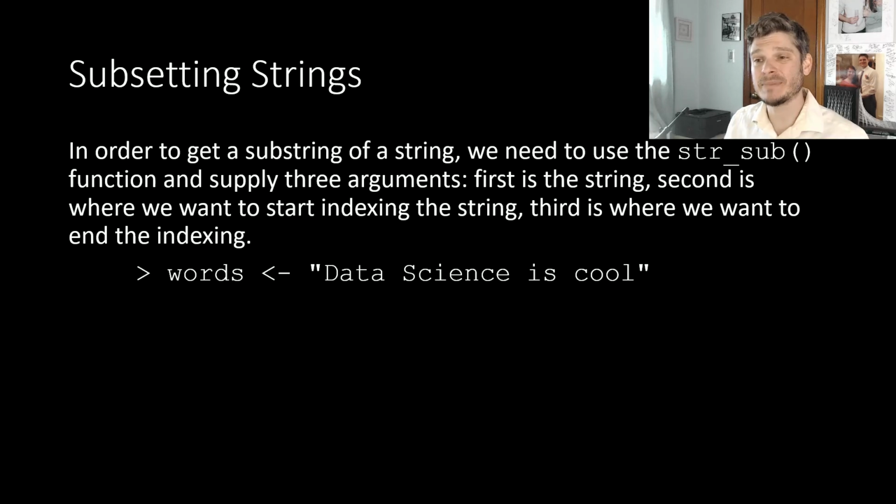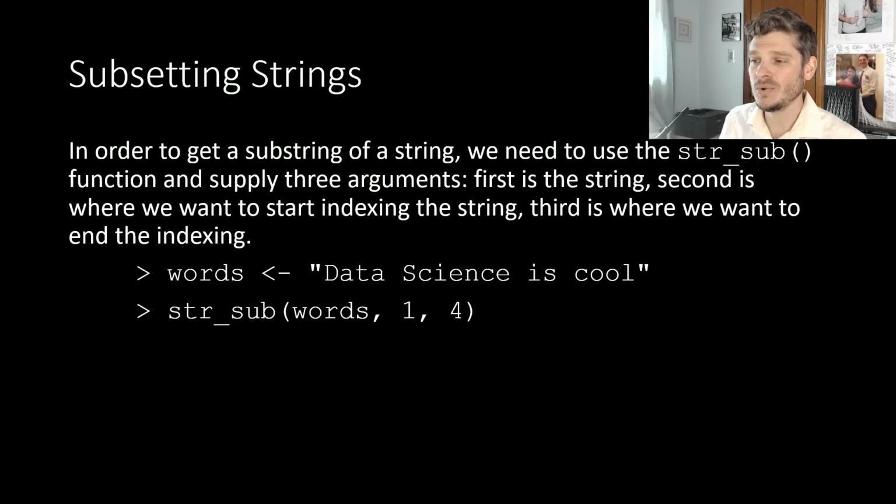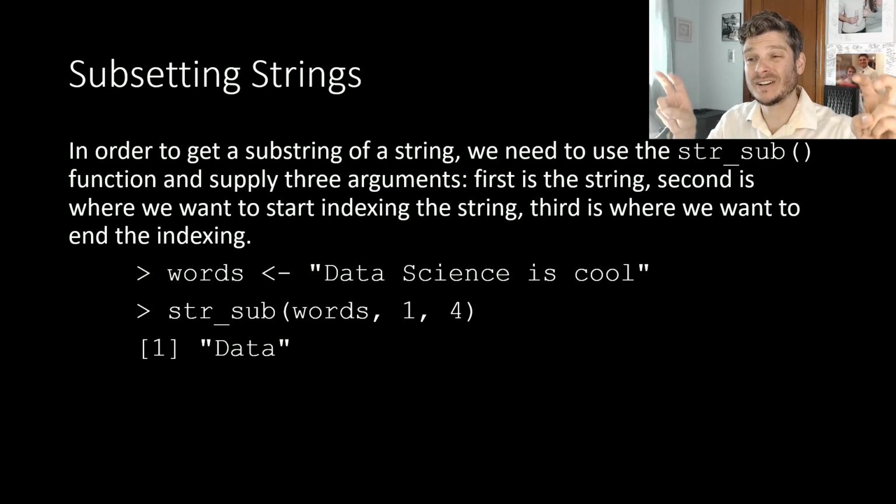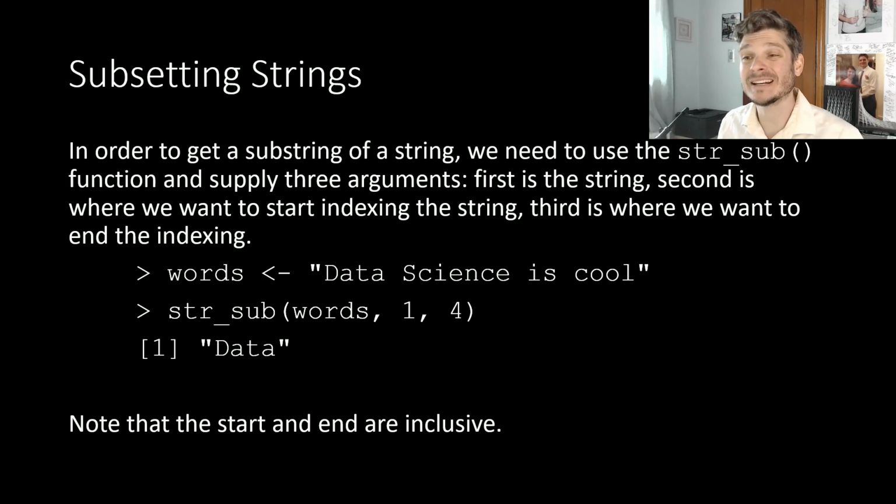So again, let's say I have my character vector words, "data science is cool," and I want to subset it. I'm going to subset words, and I want the first through the 4th character. And it's going to be inclusive, and the first character through the 4th character is, well, the word data, and it's going to return data. And again, I could go longer, and it's going to include more characters. But notice that it is inclusive. So if you want to include it, you gotta, well, include it. So it's going to include 1 through 4 inclusive. And again, that counts character by character.